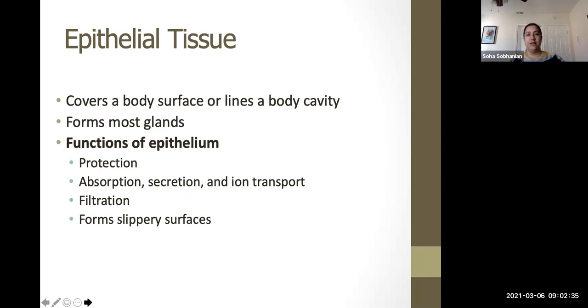Looking at epithelial tissue, the first tissue we mentioned, protection is a really important function. Think about the top layer of your skin, what I'm touching right now. This is epithelial tissue, and its goal is to protect the underlying tissue right beneath it. Epithelial tissue also plays a role in absorption in places like your kidney and digestive system. Secretion is involved in your kidneys and respiratory system, as well as ion transport. Filtration is really important in your kidney. And forming slippery surfaces, which can be found in any organ in your body, is done by your epithelial tissue.